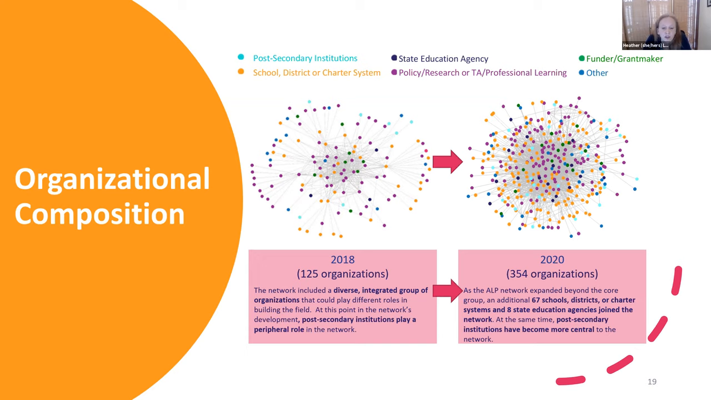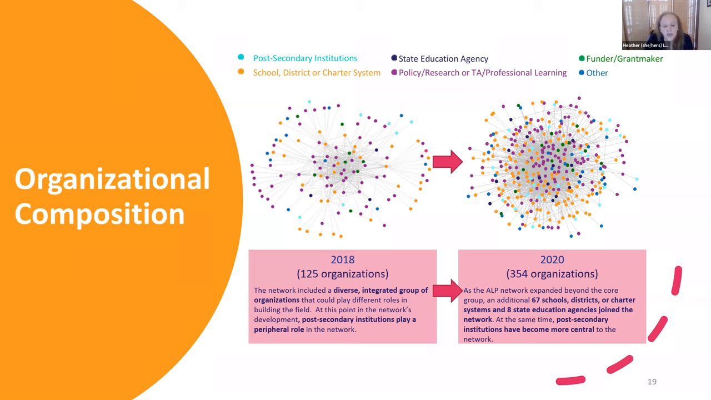So if you look at that 2018 graphic, a picture of the network, when we originally went over these findings with the ALP leaders in 2018, we pointed out that there were few post-secondary institutions engaged in the network. There are also not that many state educational agencies engaged in the network. And this seemed important because teacher training is housed within post-secondary institutions and most education policy is set at the state level. And this information helped ALP to think strategically about how they wanted to grow and strengthen their network over time.